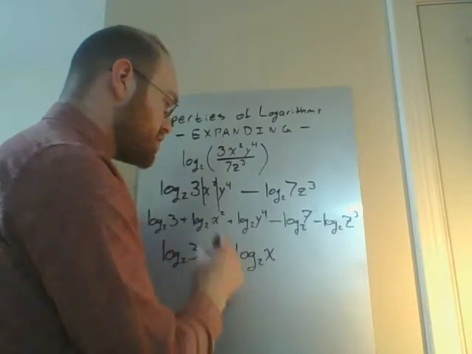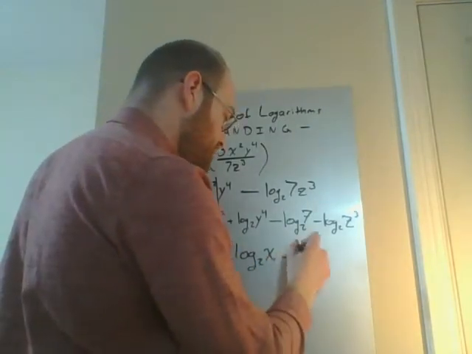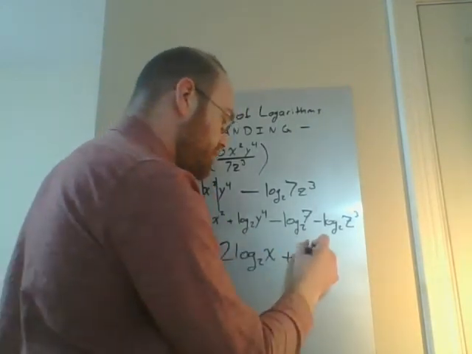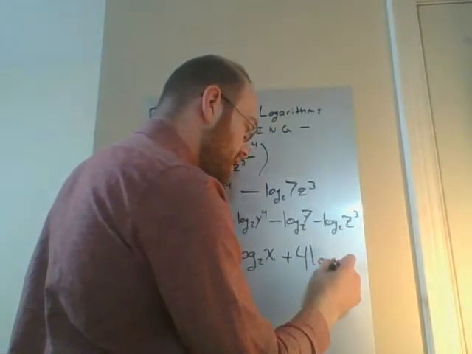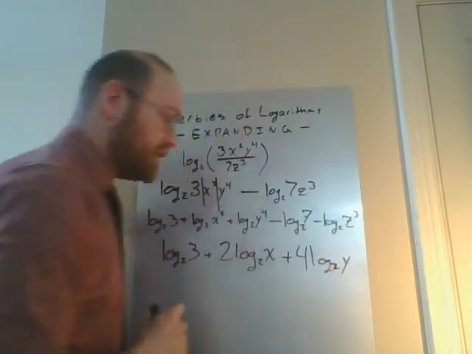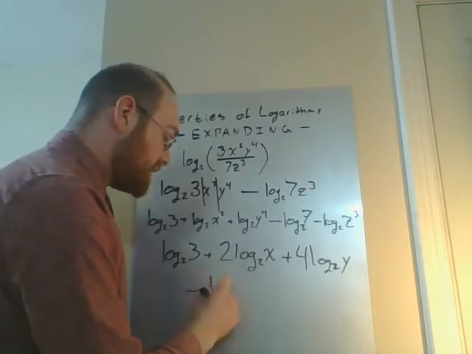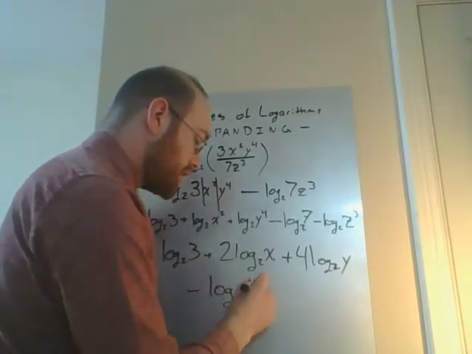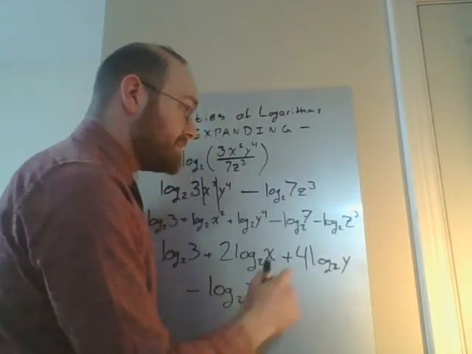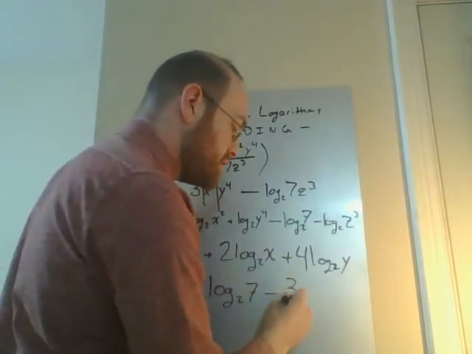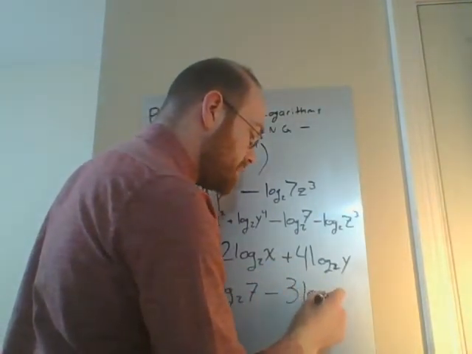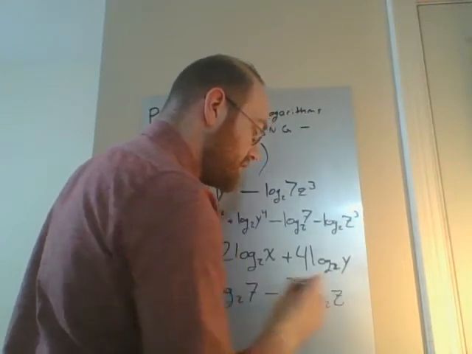For our third term, that 4 comes down. So we have 4 times log base 2 of y. And continuing on the next line, we have minus log base 2 of 7. And finally, minus, that 3 comes down, 3 log base 2 of z.